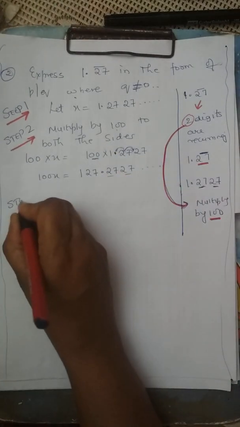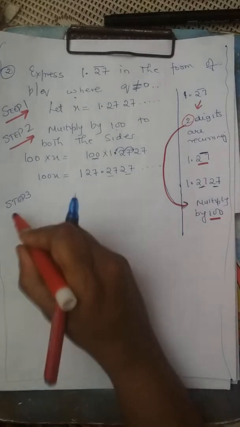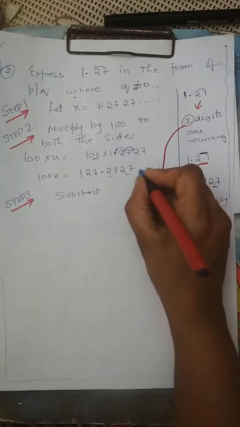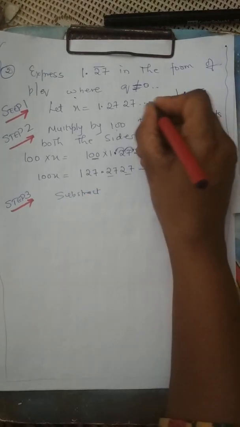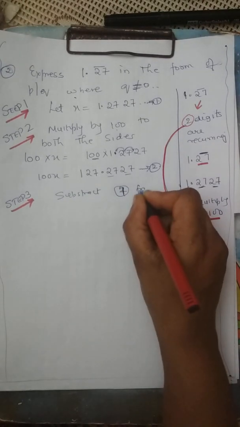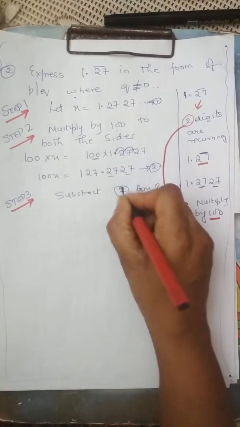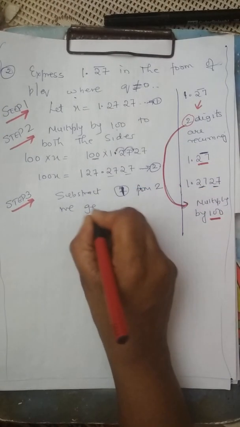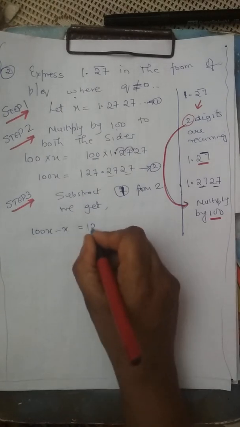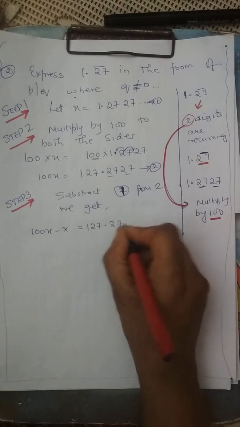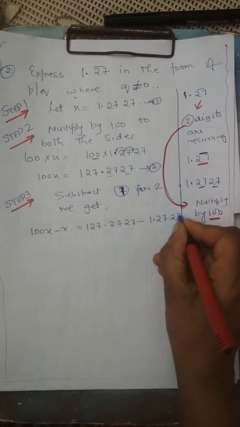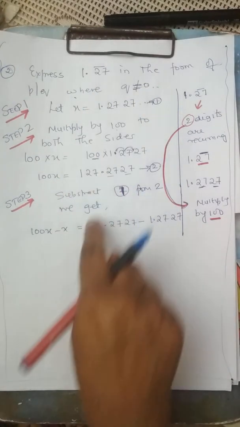What is step 3? Subtract. I forgot to put equation 2. This is equation 2 and this is equation 1. Subtract 1 from 2. We get 100x minus x is equal to 127.2727 minus 1.27. You all understood how I got this? We are subtracting 1 from 2.